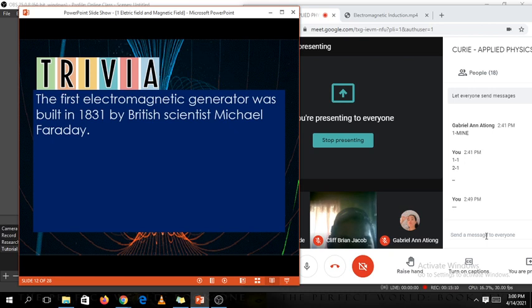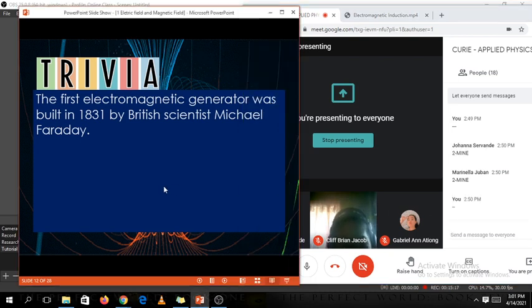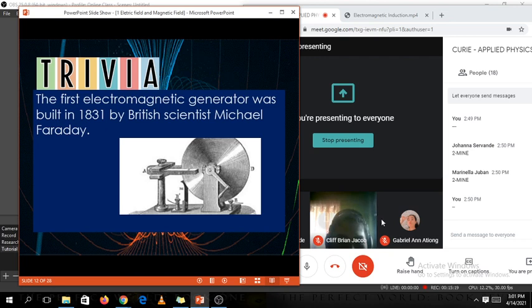Okay, number 10. Group 2, Joanna. Faraday disc. Correct, sir. That is the Faraday disc. It is one of the first electromagnetic generators. So actually, you can make your own generator with simple materials.